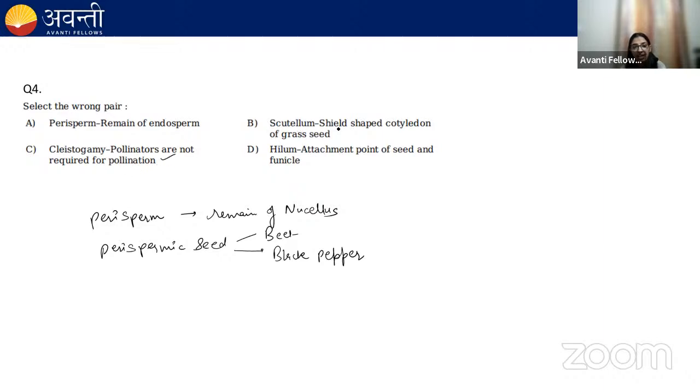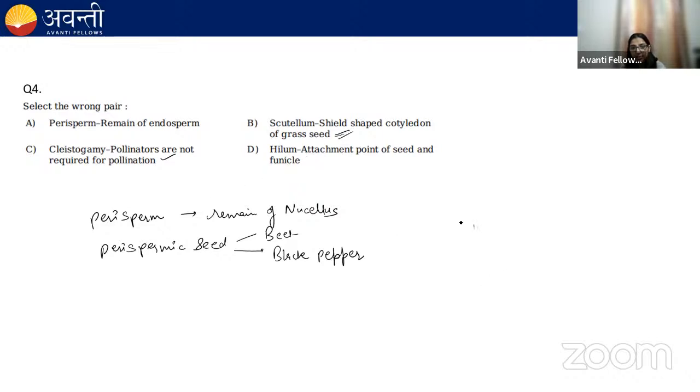It is true. Scutellum, shield-shaped cotyledon of the grass seed. Yes. In the grass seed or in the monocot seed, you will observe a large single shield-shaped cotyledon is present, which is known as scutellum.